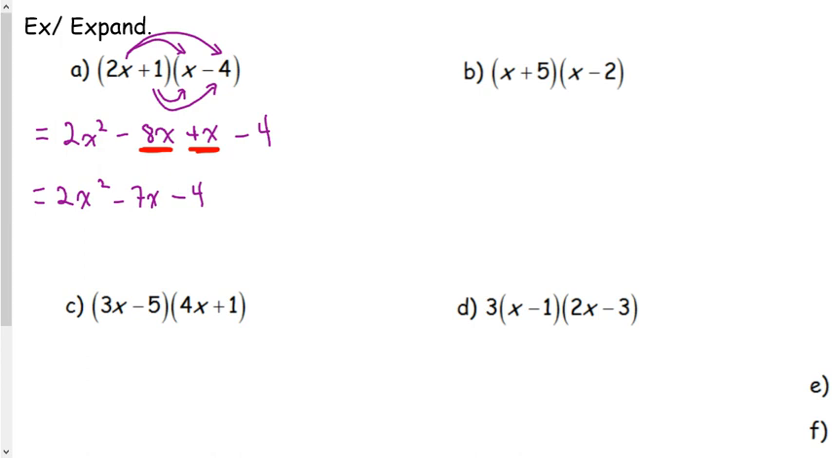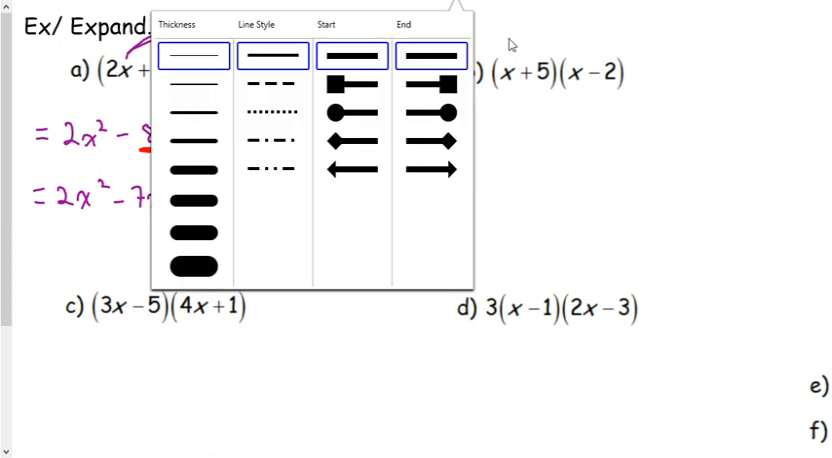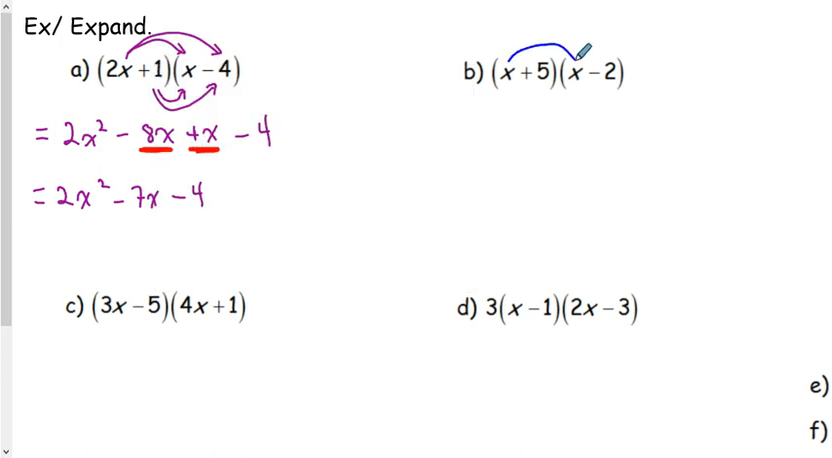Let's go to our second one here. This one maybe looks a little more straightforward. So we'll go first terms, x times x, outside terms, x times negative 2, inside terms, 5 times x, and last terms, 5 times negative 2. Let's do that multiplying. X times x is x squared. X times negative 2 is minus 2x. 5 times x is plus 5x. And 5 times negative 2. Positive times a negative gives us a negative answer, minus 10.